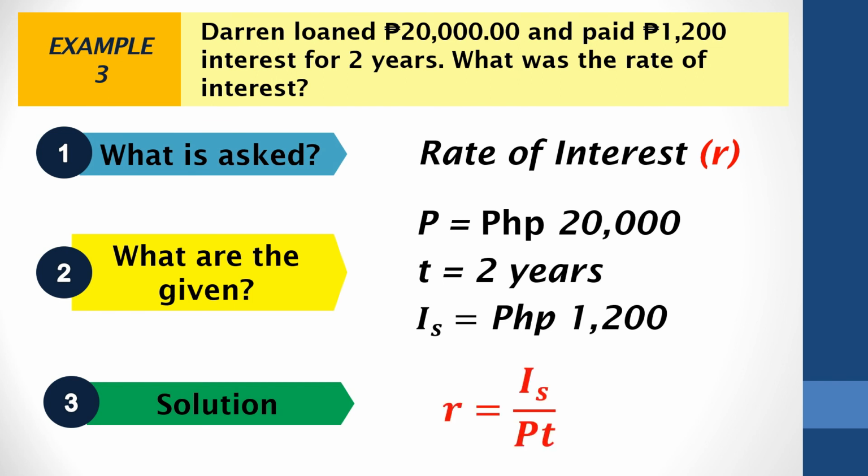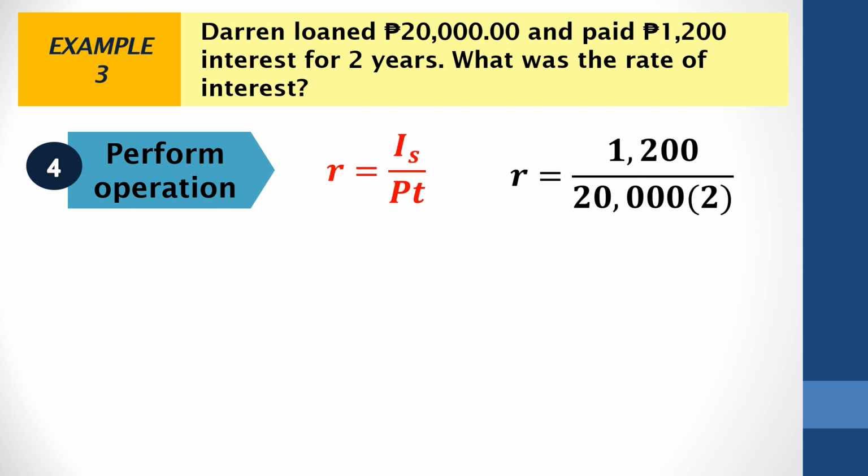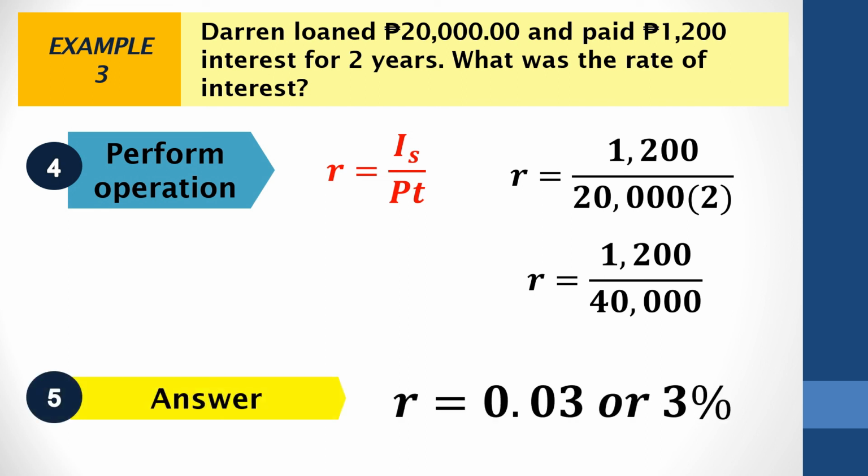So, ito na. We have R equals I sub S over P times T. Or ito yung gagamitin natin para mahanap natin ang rate of interest natin. Perform operation. R equals I sub S over P times T equals 1,200 over 20,000 times 2. Nag-substitute lang po tayo ng values ha. Huwag po tayong malito. Next one, R equals 1,200 over 40,000. Again, use your calculator para hindi tayo mahirapan. The final answer is, our rate is 0.03 or 3%.